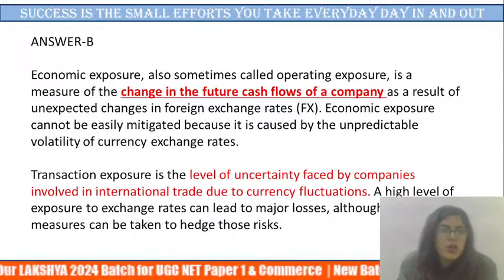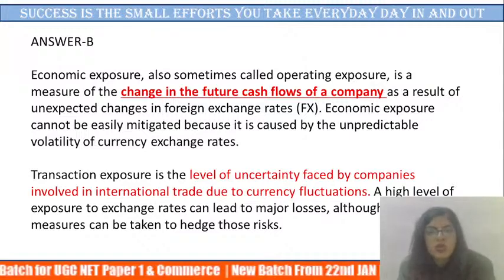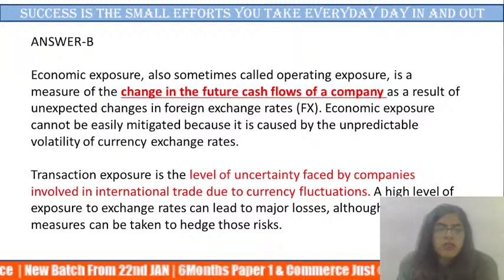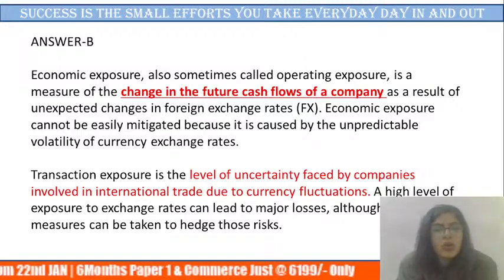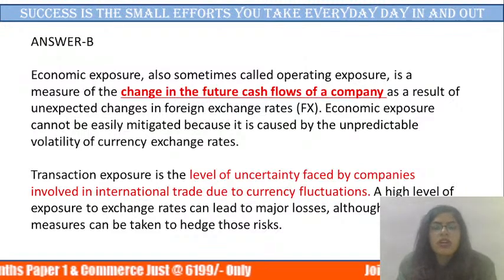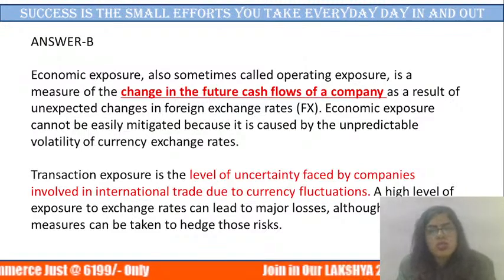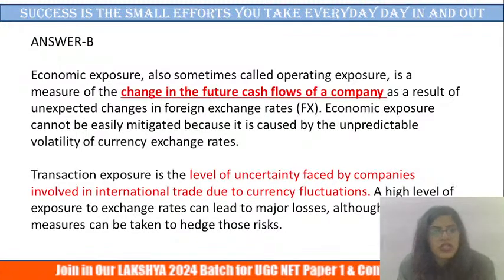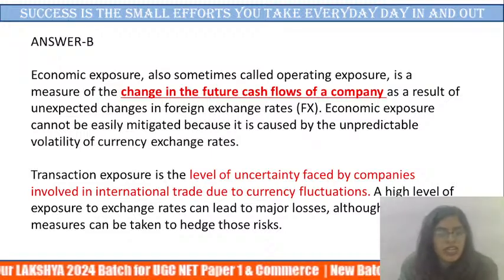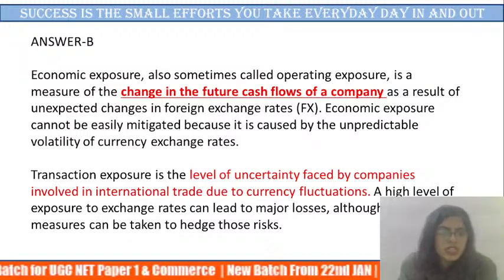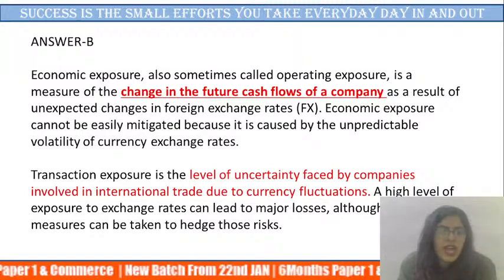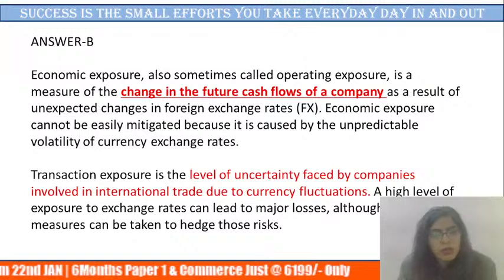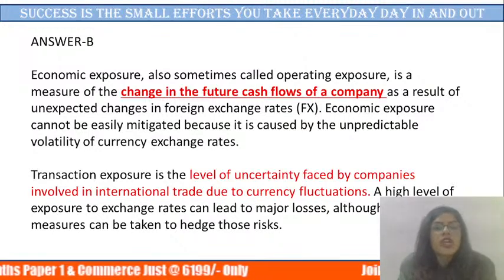Economic exposure cannot be easily mitigated because it is caused by the unpredictable volatility of currency exchange rates. What it is saying to us is that we cannot easily eliminate or avoid the economic exposure risk. Why? Because it is all dependent on currency exchange rates, and they can fluctuate in different situations. For example, if we were having a war situation, obviously the exchange rates are going to fluctuate, and that is not in our control either.